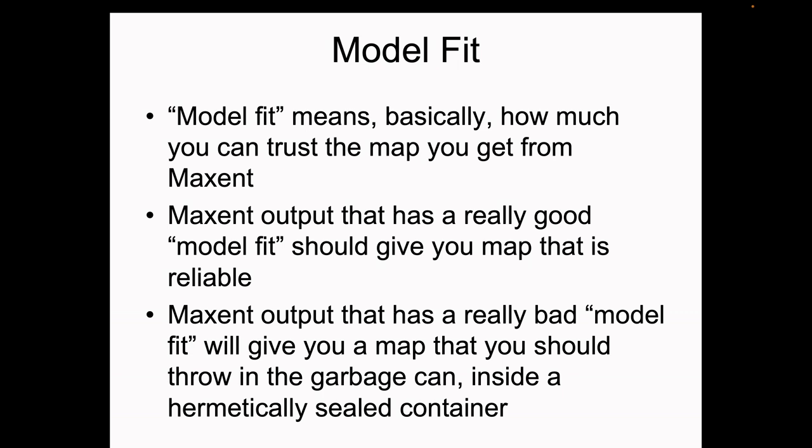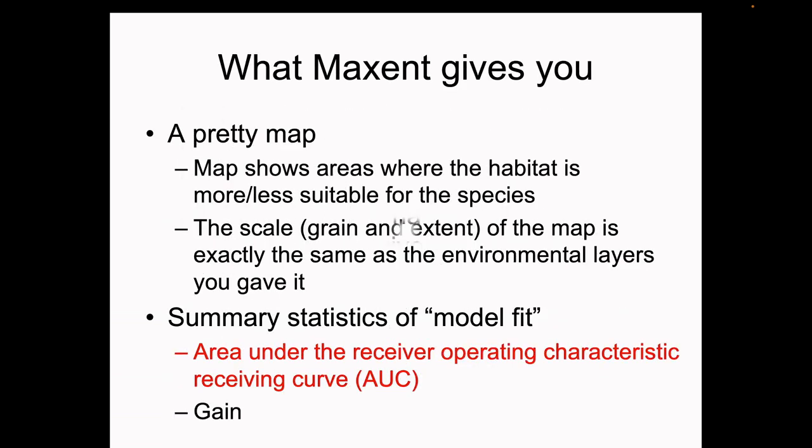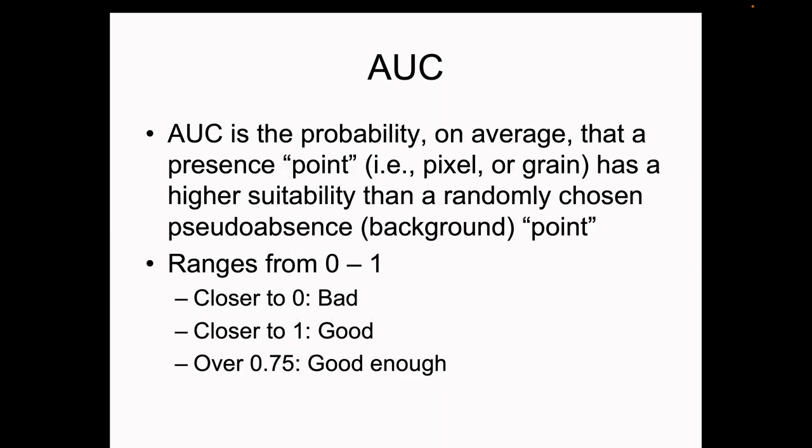And if you get really bad model fit with your model, you shouldn't use it. So let's talk about AUC. AUC, and we'll talk about this more in class, is the probability on average that a presence point that you gave to the software, at the end when the software is done, has a higher habitat suitability assigned to that location than a randomly chosen pseudo-absence point. So AUC values range from 0 to 1, where 0 is bad and 1 is excellent, and 0.75 is usually considered good enough that you have a useful model.